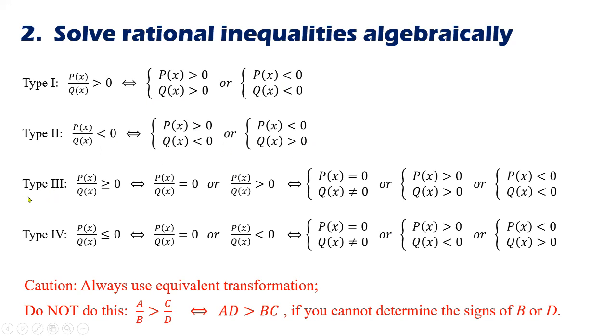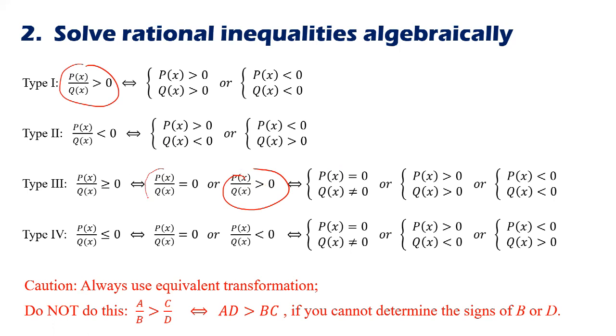Understand? Okay, the third type is if px over qx is greater than or equal to 0. This is actually equivalent to the later 2 parts. First part is px over qx can be 0, or px over qx can also be greater than 0. And then we can solve the later part using the same method illustrated here, right? Which means the signs in front of the 2 expressions must be the same.